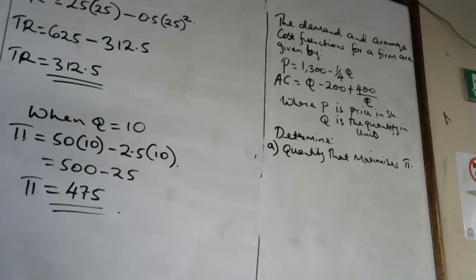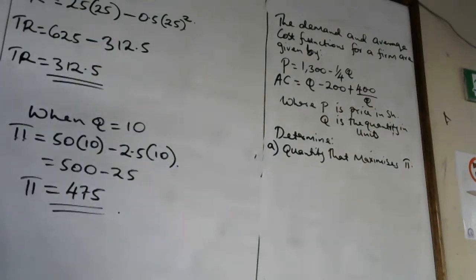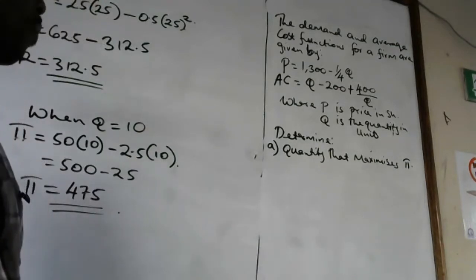We have just done that. You have got two approaches that you can use. The first approach is to get the profit function, differentiate the profit function and equate it to zero. You get the value of Q that will maximize profit. The other alternative is to get the marginal revenue and marginal cost, then you equate the two. But in this question, because part B is also requiring you to get the maximum profit, we don't have an alternative. We must get the profit function.